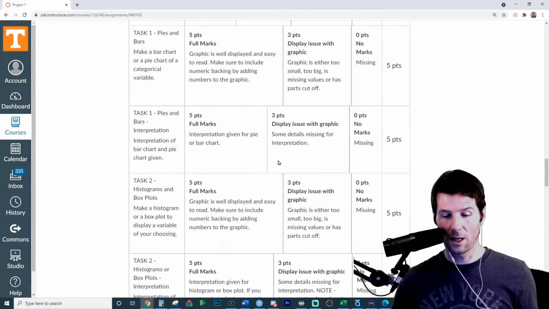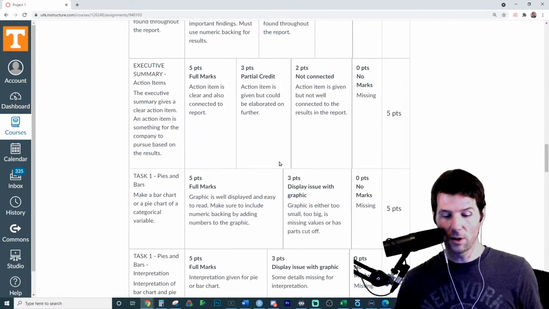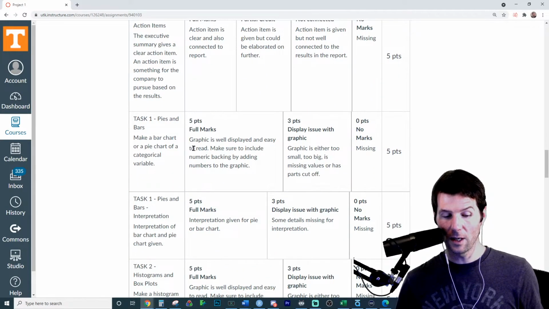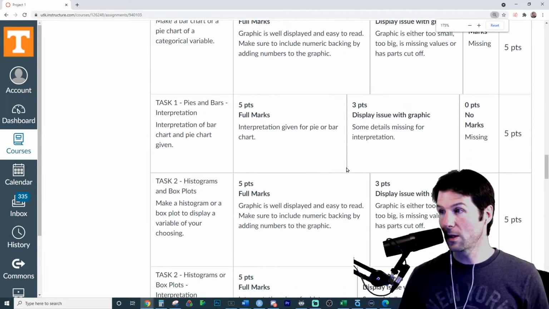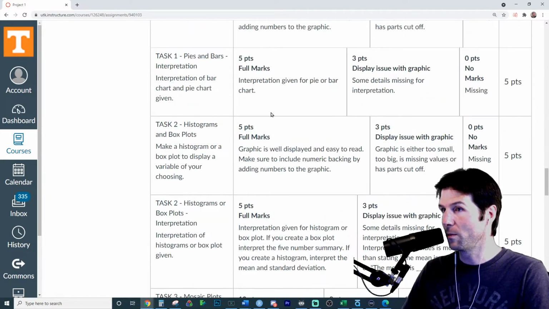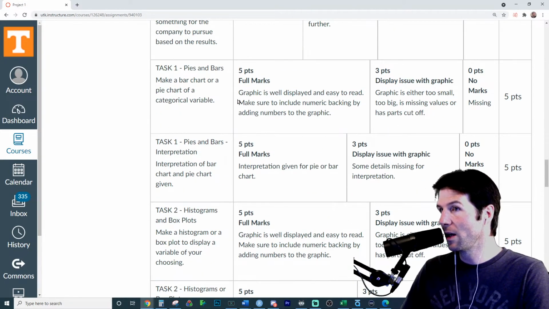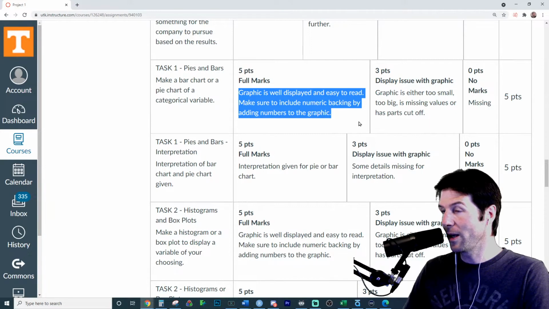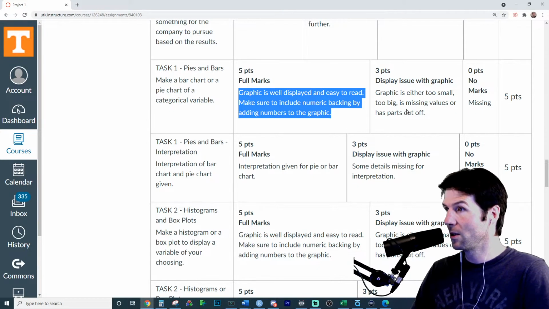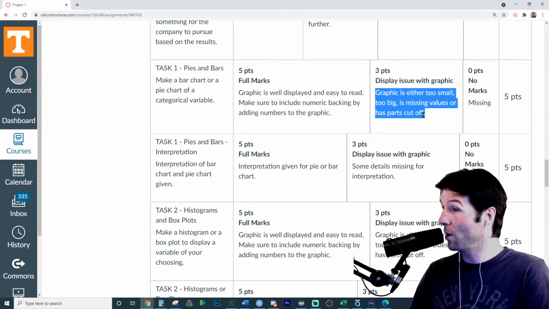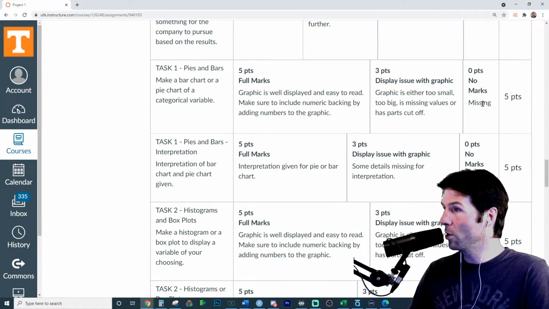Right there with the bar chart and pie chart. So you go here to the bars and the pies and how you'll be graded. The first thing you're graded on with the bars and the pies. Where'd it go? Task 1 here, making bars and pies. You first need to make a well-displayed graphic that is easy to read. Make sure to include numeric backing by adding numbers to the graphic. So your graphic's either too small or is missing the values. Or you didn't make your graphic.